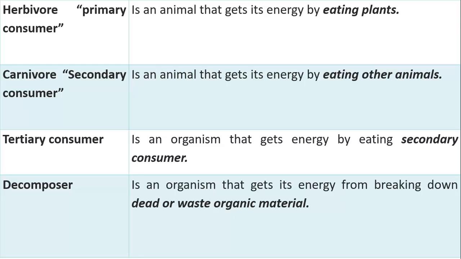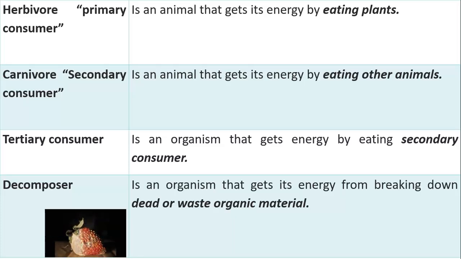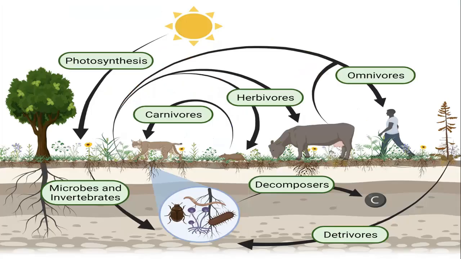Okay, what's a decomposer? It's the organism that gets energy from breaking down dead organisms or their waste. Like what? Like feces, urine, any organic waste. See, now this is a decomposer working, breaking down this fruit and returning the nutrients to the environment.